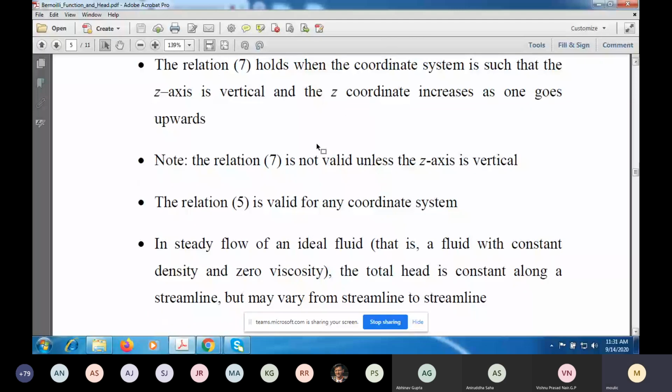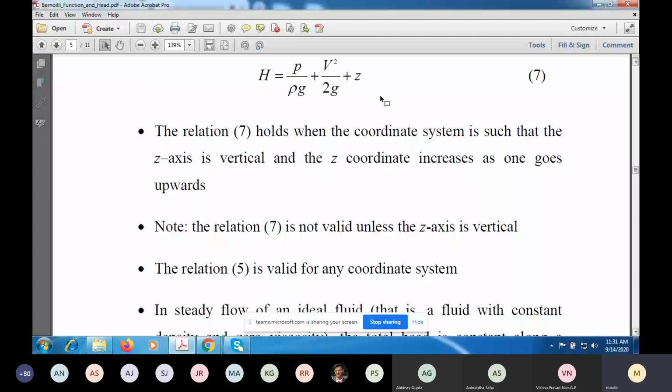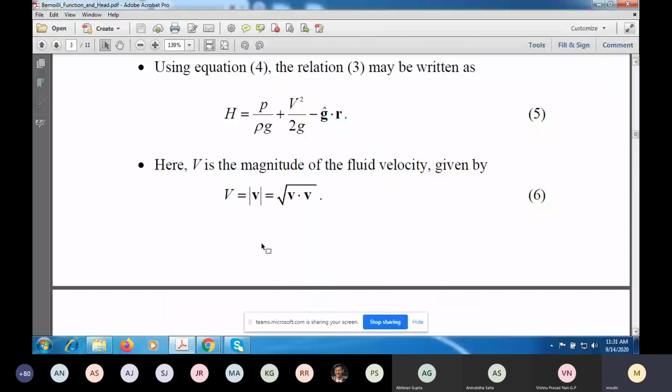All right. So I want to emphasize that equation 7, the definition of head, while this might be useful when solving problems, is not valid unless the z-axis is vertical. And also, I forgot to write over here, the Ez must be pointing upwards. Whereas the vector relation 5 is valid for any coordinate system.